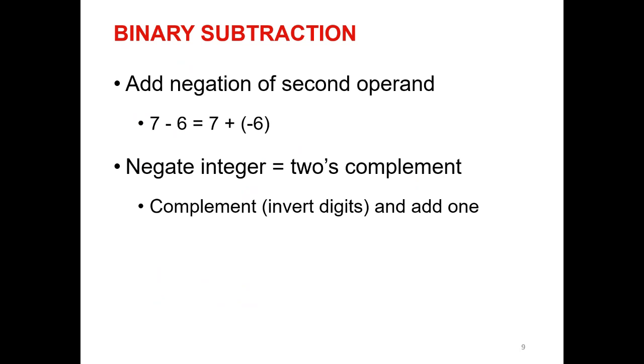We have seen in previous lectures in the networks part that for negating an integer, what we can use is something called the two's complement, which basically consists of inverting all the digits and adding one. We are going to see some examples of this.